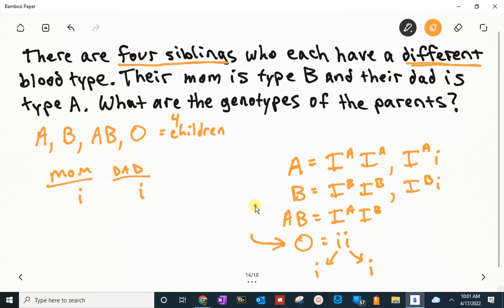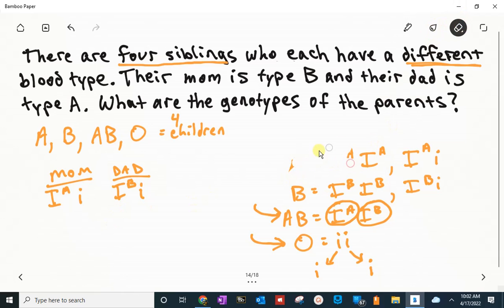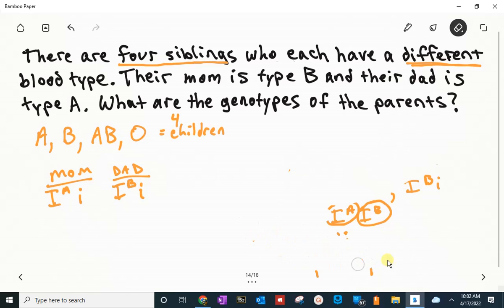And if you also have a child with the AB blood type, then doesn't that mean that one of the parents had to contribute the dominant A, and the other parent must have contributed the dominant B? So we're going to give mom the A and dad the B. So let's do a Punnett square with these values, just to check our work and make sure that this is the answer for the genotypes of the parents.